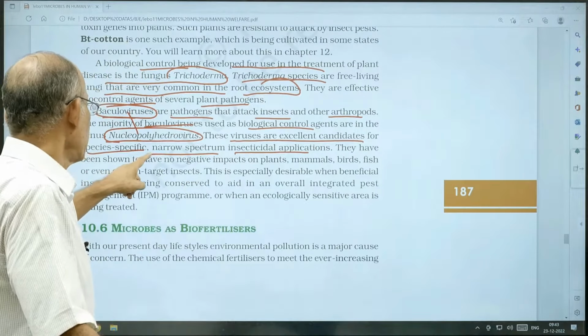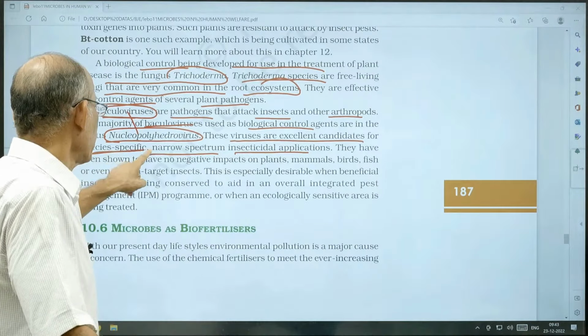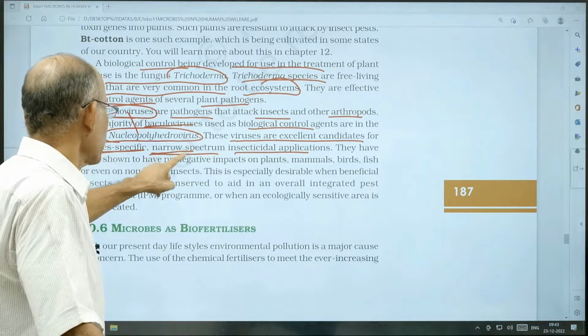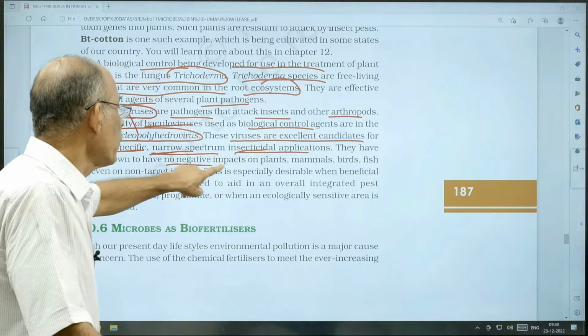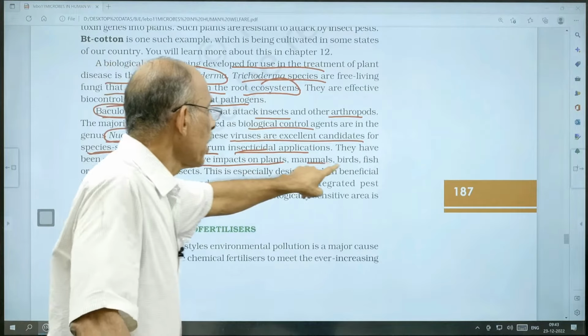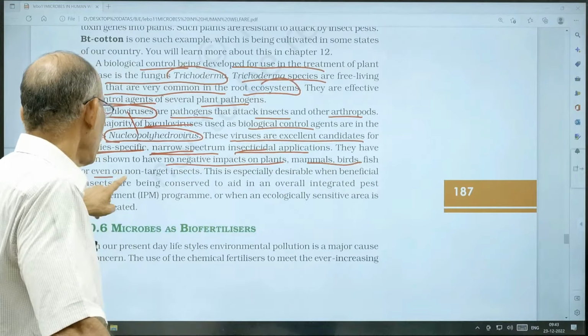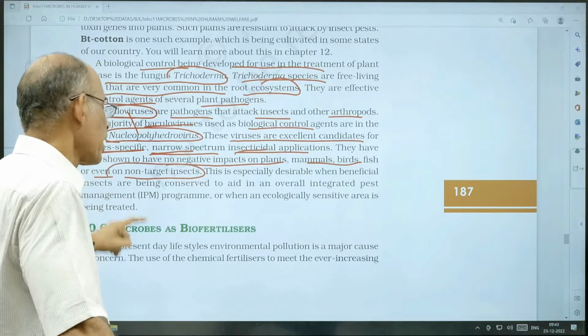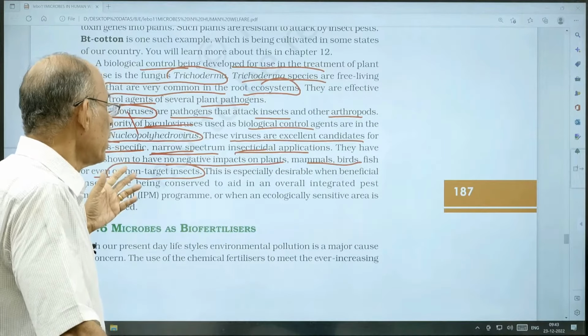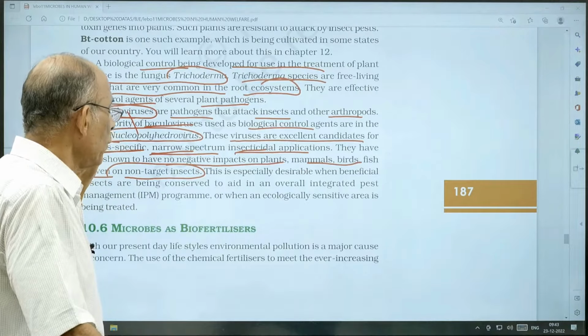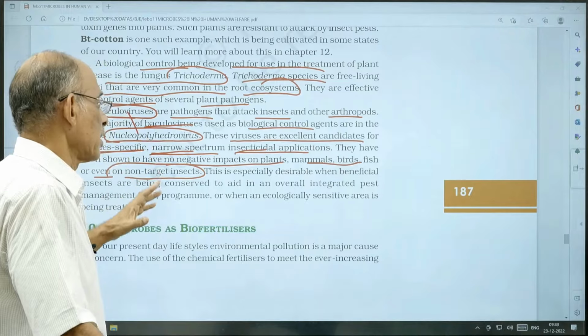So these viruses, the nucleopolyhedra group of viruses, are narrow spectrum, species specific insecticides. They have been shown to have no negative impacts on other plants, mammals, birds, fishes, or non-targeted insects and pests. They will kill only that particular insect.